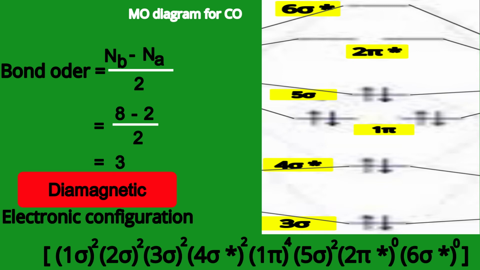What about magnetic property? Is there any unpaired electron in any of the molecular orbitals? No, there is no unpaired electron. So all electrons are paired, therefore this molecule will be diamagnetic and it's a reality. Excellent. So this MO diagram, though it's simple, could explain bond order and stability.